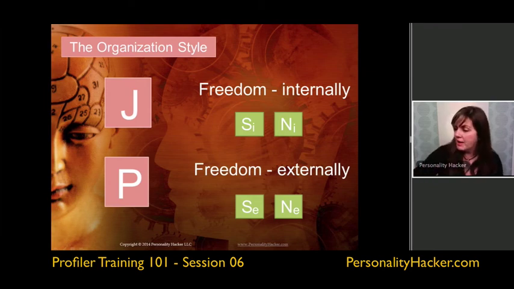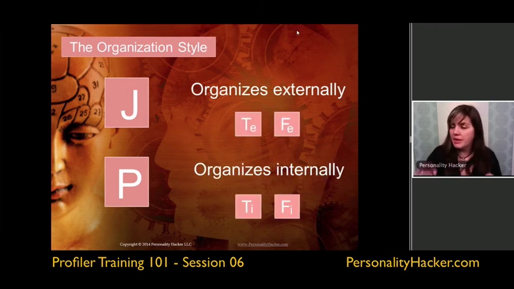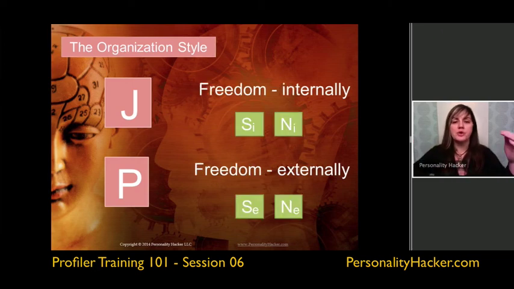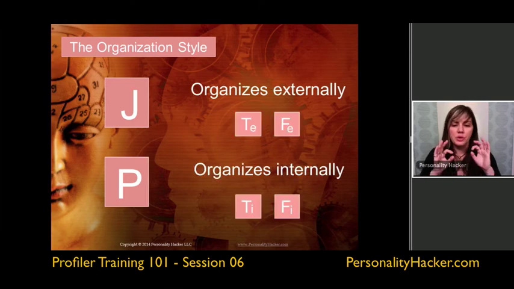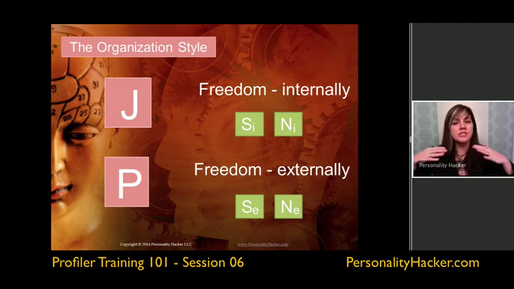I'm going to go back to the previous slide, just to remind everybody: if you're a judger, you organize externally, all right? So thinking and feeling will always be pointed outward. And if you're a judger, your freedom is internal. So the S and the N will always have a little I next to it. It will always be internal. And if you're a perceiver, your thinking and feeling or judging process will always be introverted. That's where you want to organize. You are organizing internally. And if you are a perceiver, your sensing and intuitive process will always be extroverted or pointing outward.